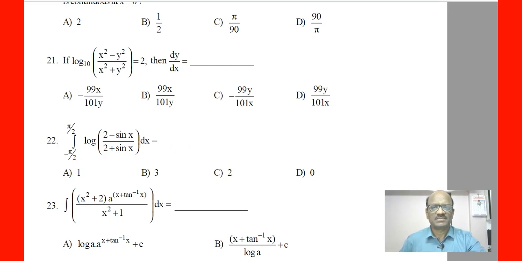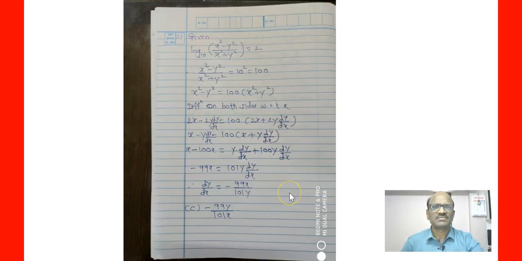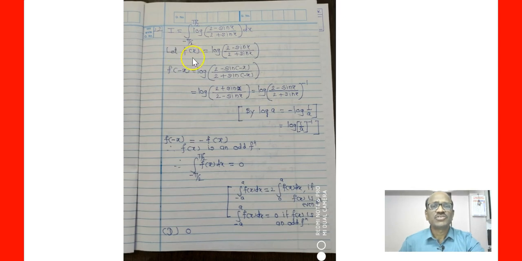Now see the answer of this question. I is equal to the integral from minus pi by 2 to plus pi by 2. The function f of minus x, plus x and minus x, is an odd function. The answer is directly 0 by using the elimination method. But how is it solved? You can see this: log of (2 plus sin x upon 2 minus sin x) can be written as (2 minus sin x upon 2 plus sin x) raised to minus 1, by using the logarithmic property, and f of minus x is equal to minus f of x.